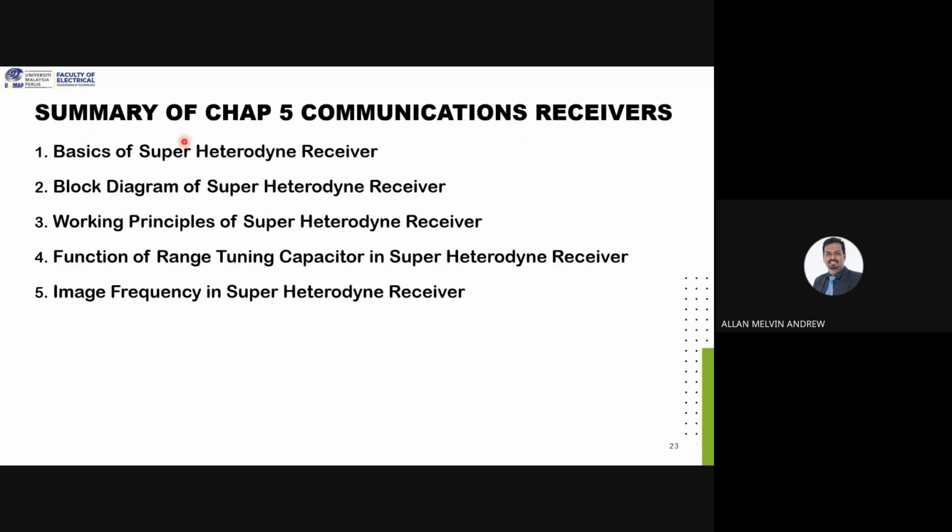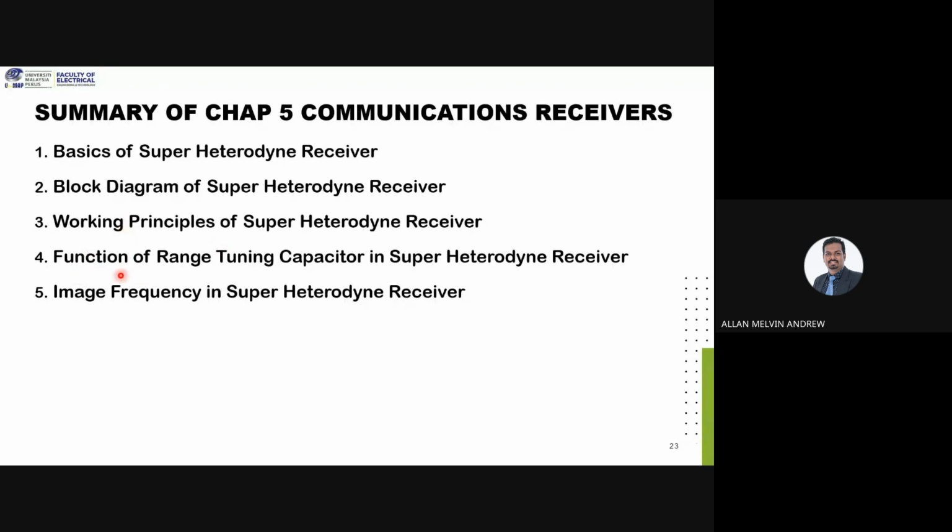The summary of what we have seen today, chapter 5, communication receivers. We have studied the basics of the super heterodyne receiver. We have seen the block diagram of a super heterodyne receiver and the various elements involved. We saw the mixer, the RF amplifier, the IF amplifier, the oscillators, and the power amplifier. All these are components involved in the block diagram. Then we also saw how the super heterodyne receiver works, the principle of addition and subtraction.